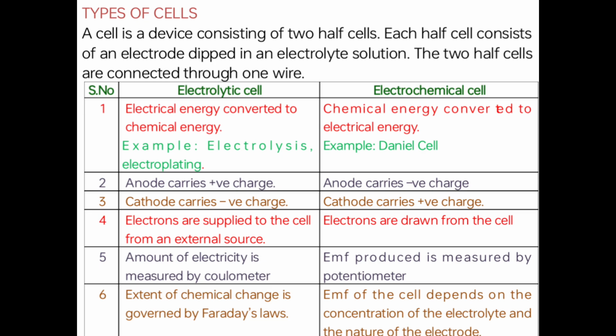Electrochemical cells: chemical energy is converted into electrical energy. Example: Daniell cell. In the electrolytic cell, the anode carries positive charge and the cathode carries negative charge; in the electrochemical cell, the anode carries negative charge and the cathode carries positive charge. Electrons are supplied to the cell from an external source; in the other, electrons are drawn from the cell. Amount of electricity is measured by coulometer. EMF produced is measured by potentiometer. Extent of chemical changes is governed by Faraday's law. EMF of the cell depends on the concentrations of the electrolytes and the nature of the cell.